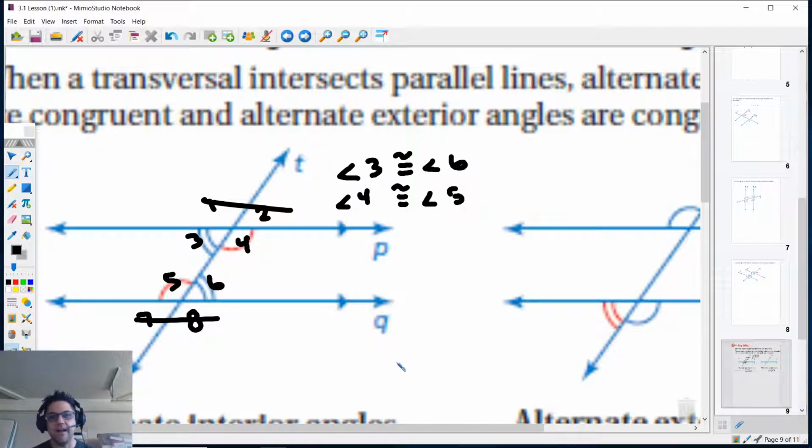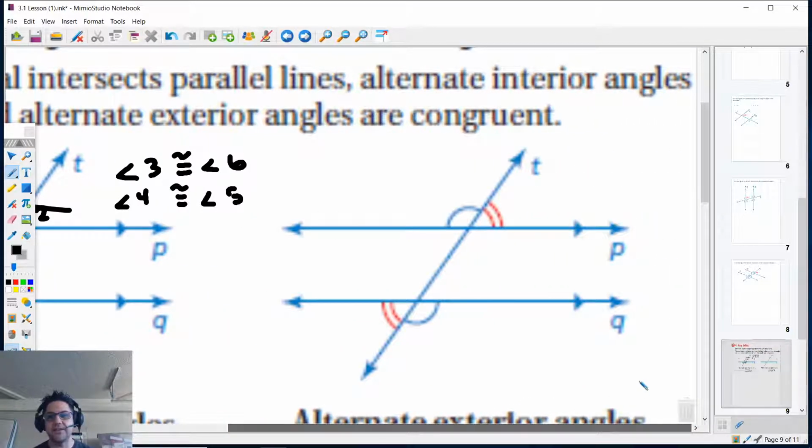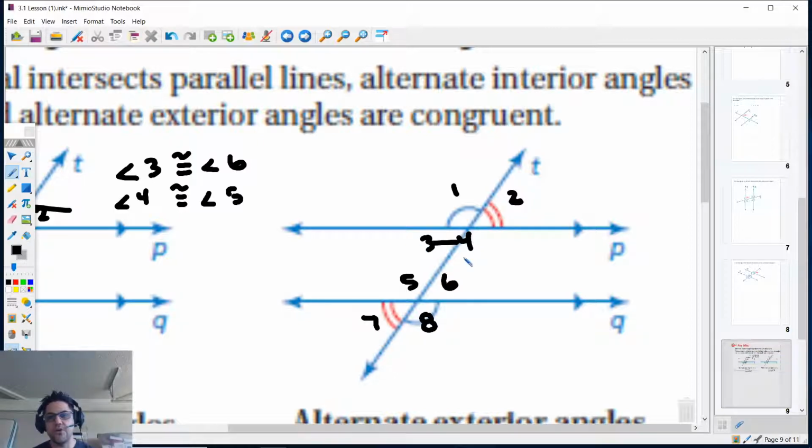Now that idea also works with your exterior angles. So let me label them real quick. We've got 1, 2, 3, 4, 5, 6, 7, 8. I'm going to ignore the inside angles because I'm only looking at the exterior, the outside. Angle 1, again, the alternate is going to be 2 or 8. It cannot be 2 because of the supplementary idea. It's got to be angle 8. So we're going to say angle 1 is congruent to angle 8.